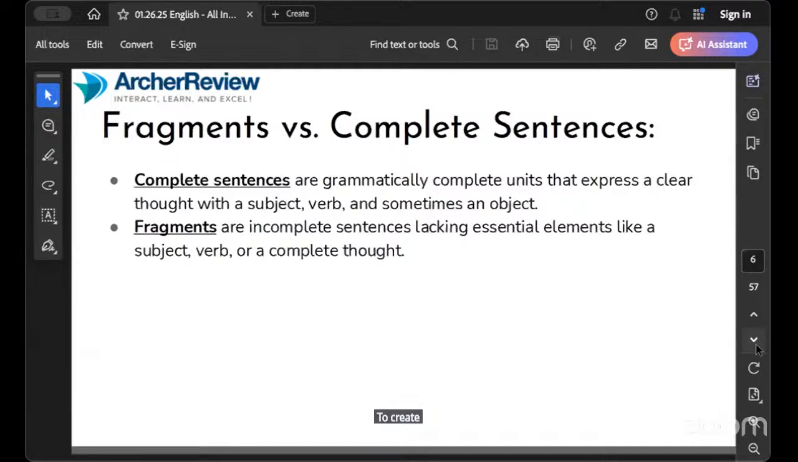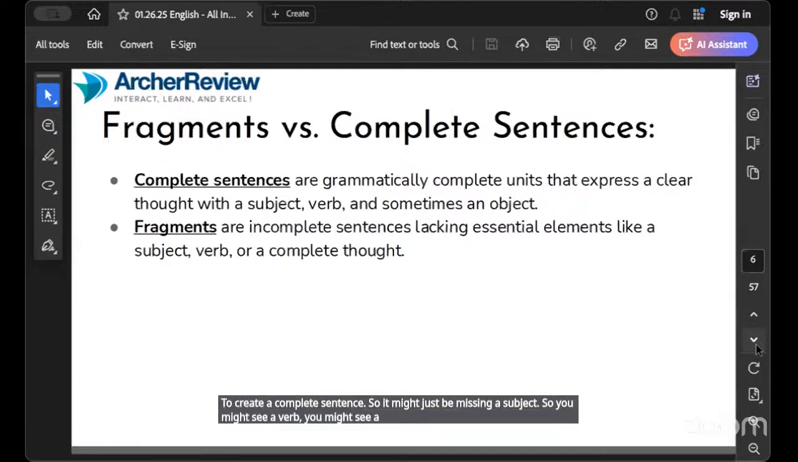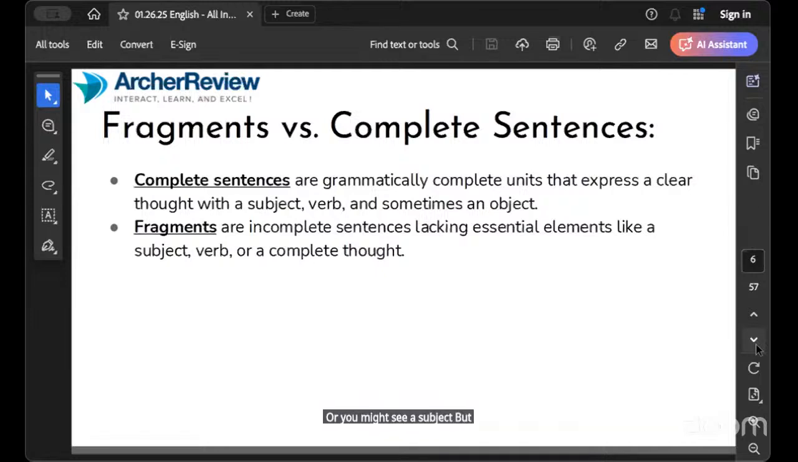So it might just be missing a subject. You might see a verb, you might see a thought, but it's not going to express a complete thought if it doesn't have a subject. Or you might see a subject, but not a verb. Sometimes you'll see a subject and a verb, but it's not going to express a complete thought. You're left sitting there thinking, what'd you say, Willis?